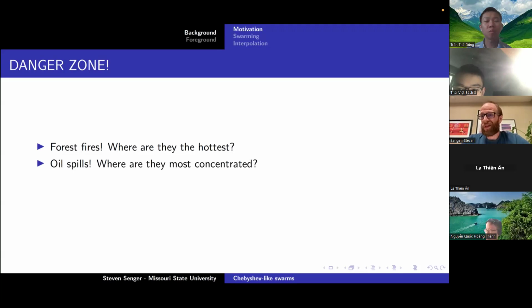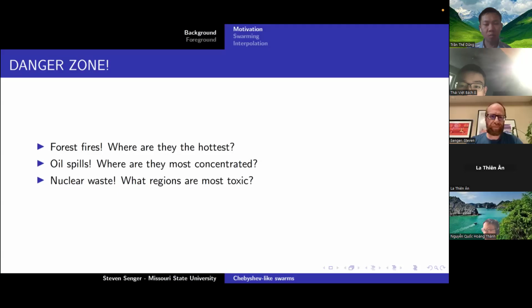Oil spills. This is another big problem. So there's an oil spill in the ocean. A tanker falls over, and now there's oil leaking everywhere. And we want to know, where is the oil most concentrated, or where does it just sort of look like there's oil? How do we clean up this mess most efficiently?